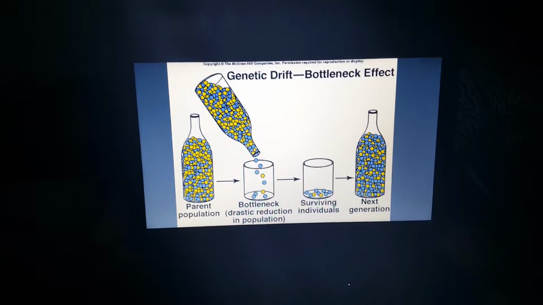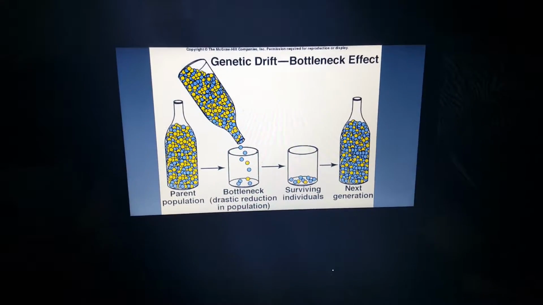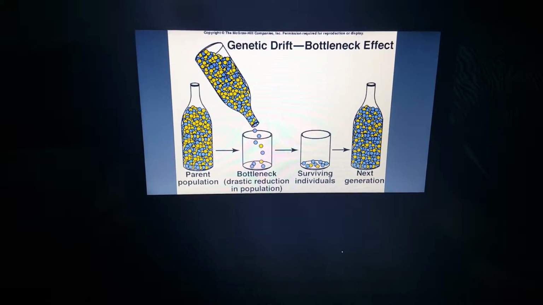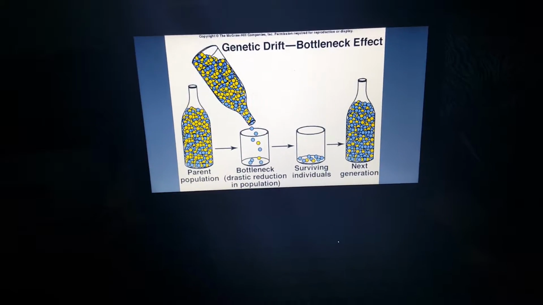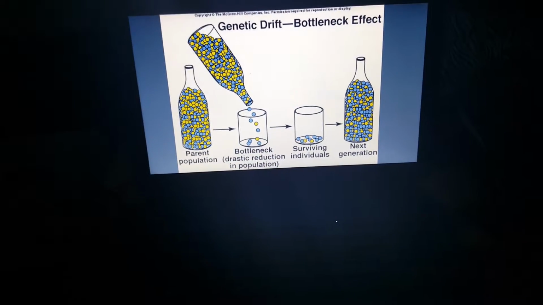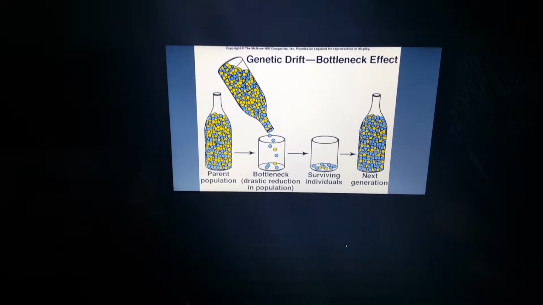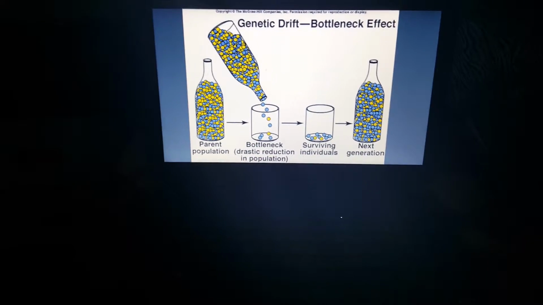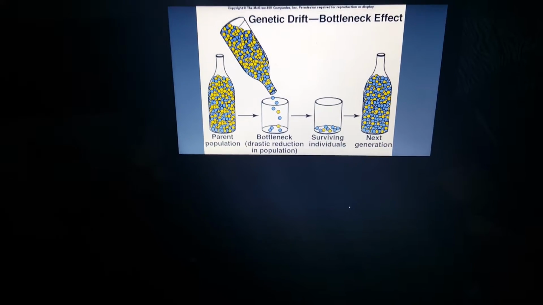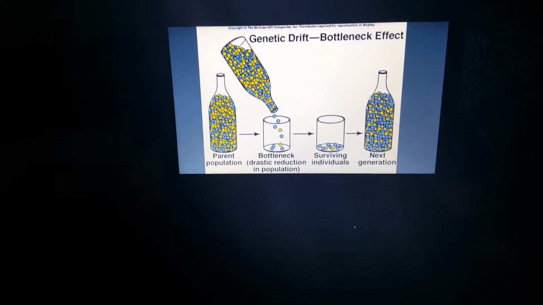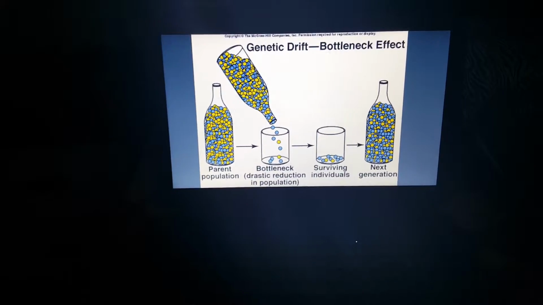So let's say that the blue balls are individuals with blue eyes and the yellow balls are individuals with yellow eyes. When a catastrophe happens, the population is reduced drastically. More blue-eyed survived than yellow-eyed. In the next generation, yellow-eyed individuals became more rare than the blue-eyed. Before the catastrophe, the yellow-eyed and blue-eyed ratio was almost the same. So the next generation actually doesn't represent the same genetic makeup of the parent population.